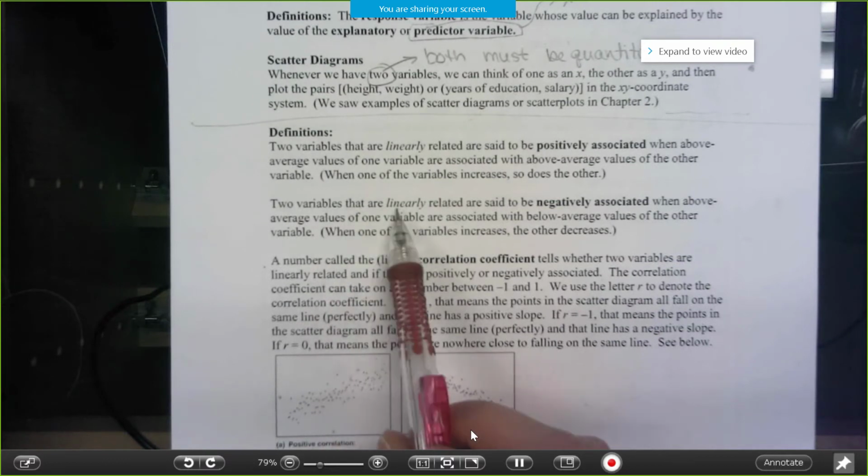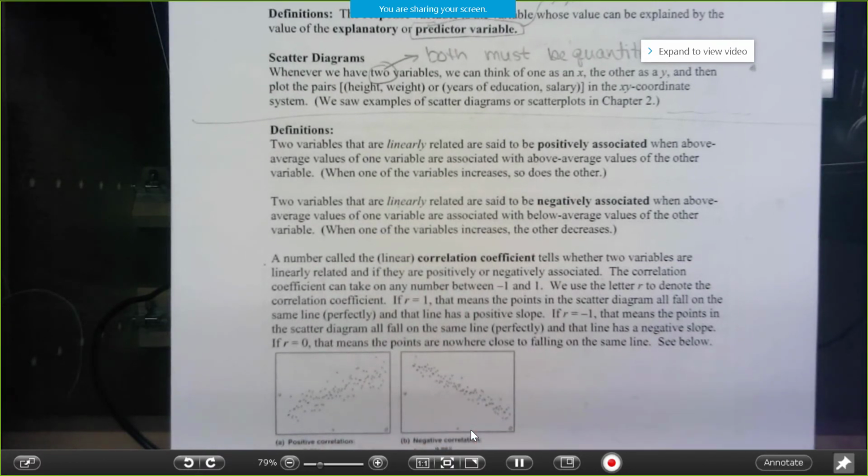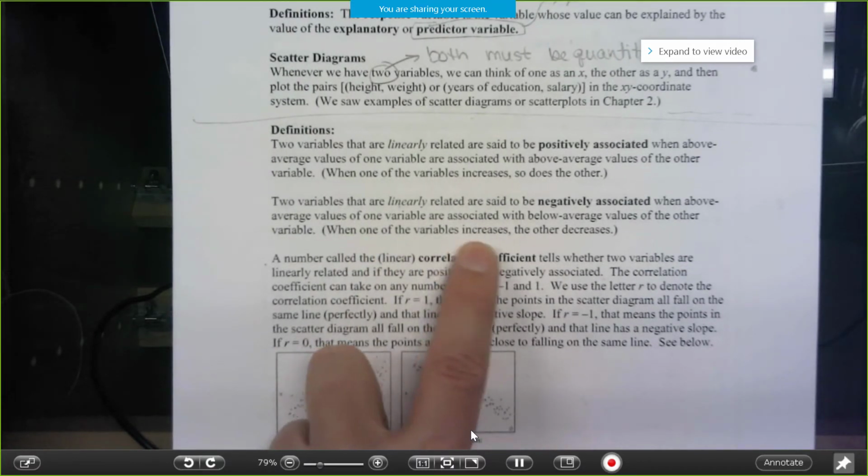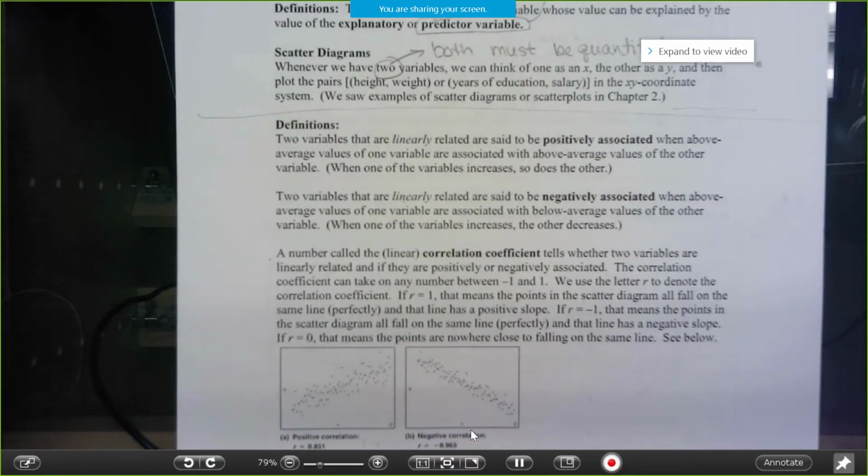So two variables that are linearly related are said to be negatively associated when above average values of one variable are associated with below average values of the other. So it says when one variable increases, the other decreases. And just one example I think of quickly is like if you're running on a treadmill, if you increase your speed, the amount of time it takes you to run a mile goes down, right? So I increase my speed, my time goes down.